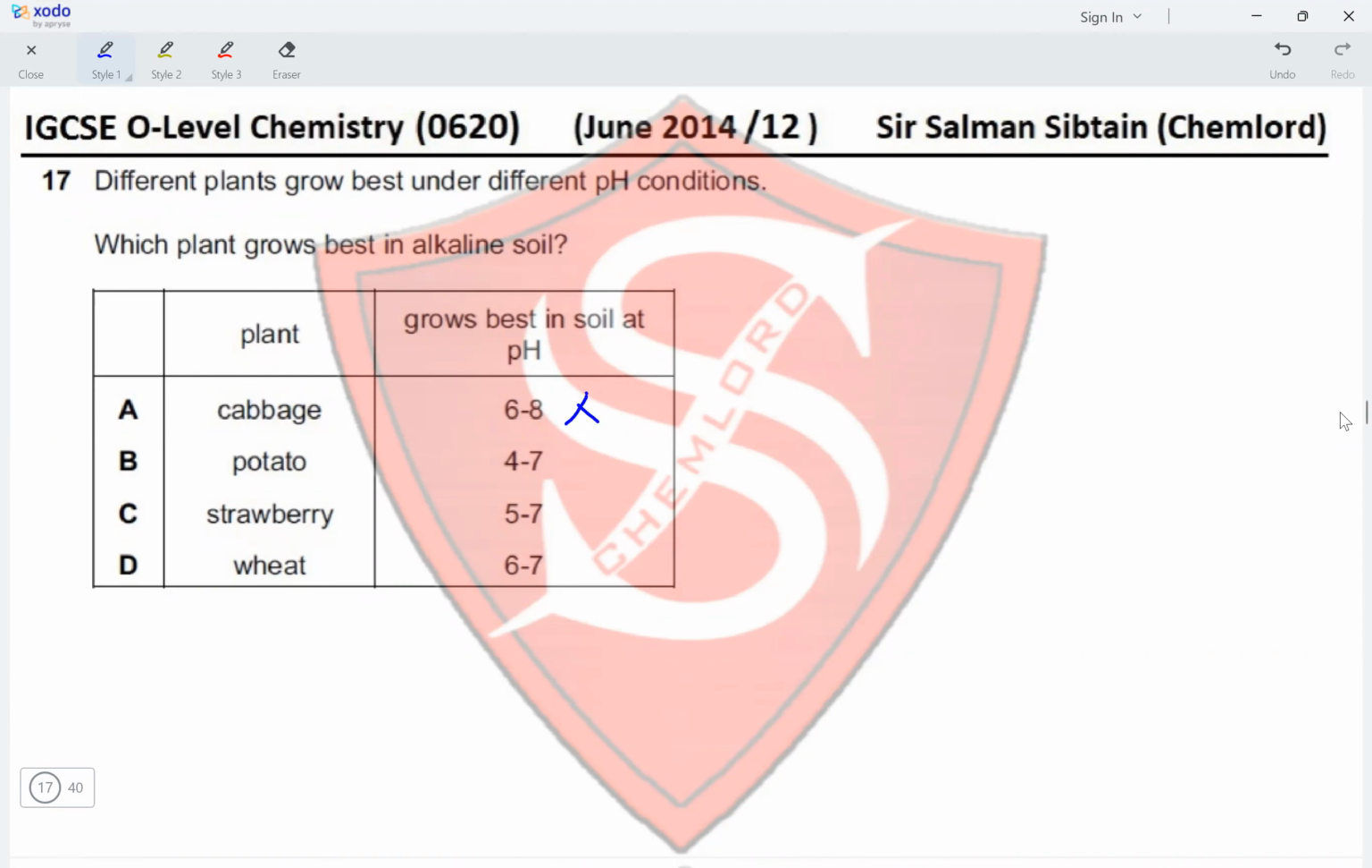So, potato grows from 4 to 7. So, this grows under acidic conditions. Strawberry grows under 5 to 7. So this is also acidic condition. And wheat grows from 6 to 7, which is also acidic condition. Therefore, we need to reconsider option A because it is the only one that has a pH extending greater than 7, which means it goes to 8. So out of the four given plants, the only one that has a pH of greater than 7 and grows the best in that soil is cabbage. So this makes option A the correct option for this question.